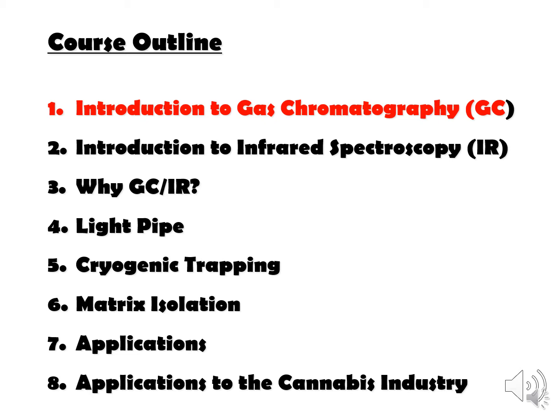And then we'll talk about the different kinds of GC-IR experiments that you can do: light pipe, cryogenic trapping, and matrix isolation. We'll talk a little in depth about all three of those. And then we'll talk about applications. What would this be good for? We're also going to talk a little more specifically about applications to the cannabis industry, a newer development here. And I think there's a lot of application for GC-IR in that particular industry.